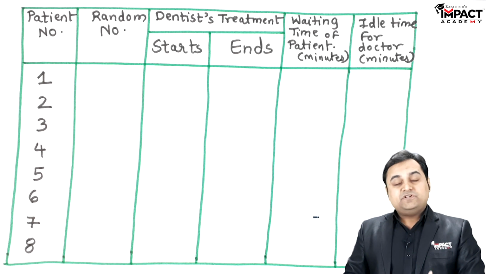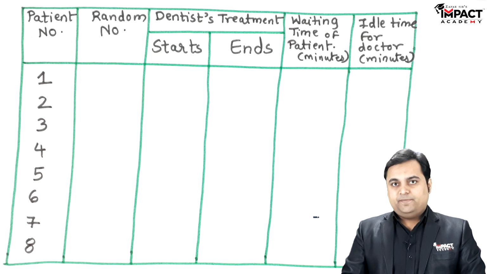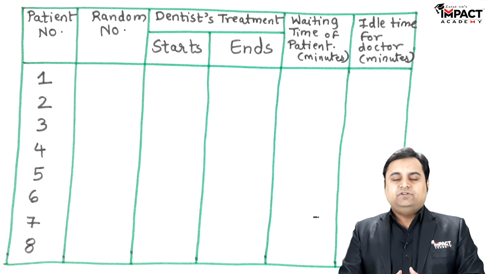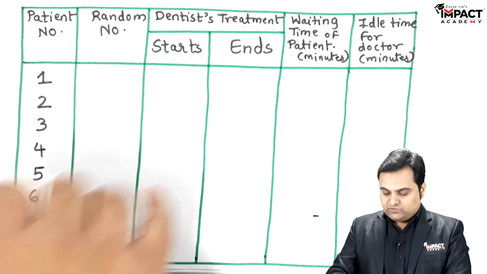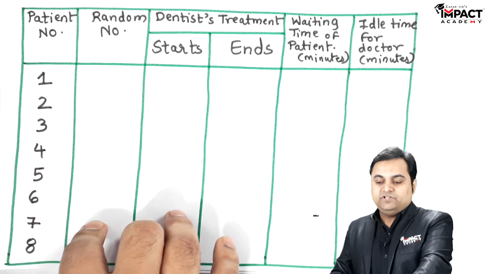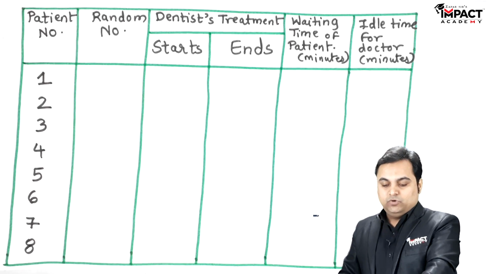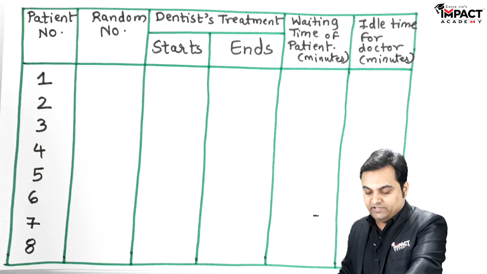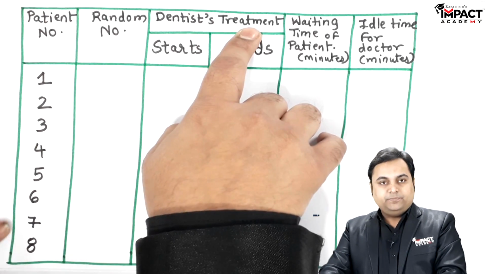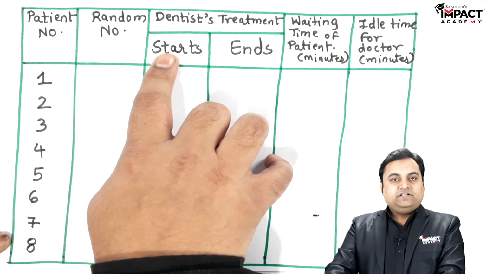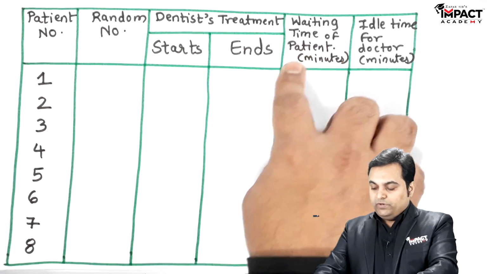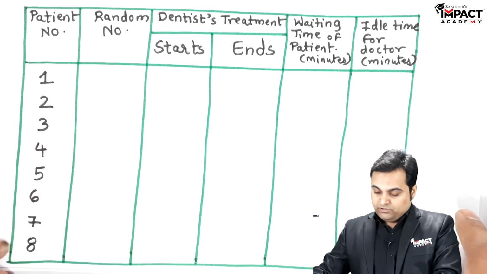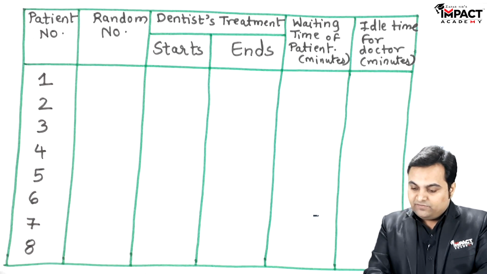The first patient would arrive at 8 o'clock as it is mentioned 8 a.m. The next patient would arrive at 8:30, the next at 9, and the next at 9:30, and it will go on. So in 4 hours we have 8 patients, and the random numbers mentioned in the problem, those 8 numbers given at the end starting from 40 up to 79, I am writing over here. Next, dentist treatment has 2 columns, the start of the treatment and the end of it. Next, waiting time for patients in minutes, and idle time for the doctor, also in minutes. Now starting with the random numbers which are given.